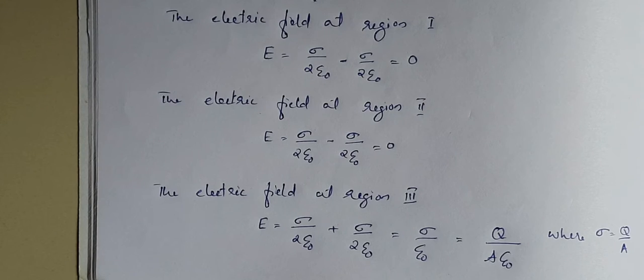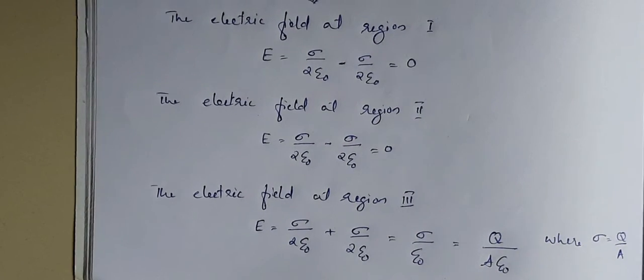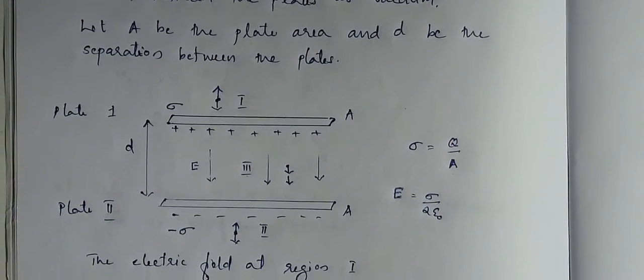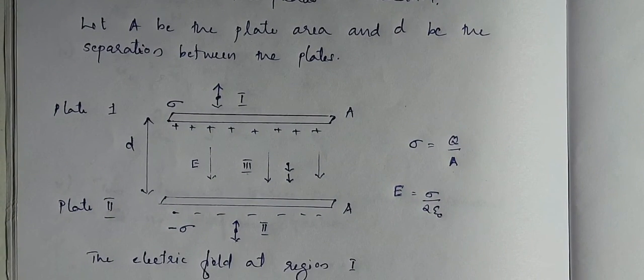And we also know there is a relation between sigma, Q and A, as already told. So if you replace sigma with Q by A, you get the net electric field inside the capacitor plates as Q by A epsilon naught. From this what we conclude is, inside a parallel plate capacitor there is an electric field, and that electric field is Q by A epsilon naught. Outside the plates, the electric field is 0.